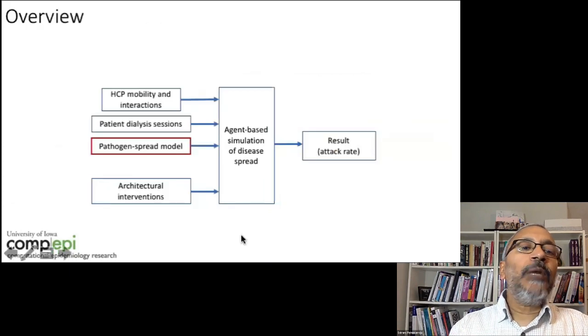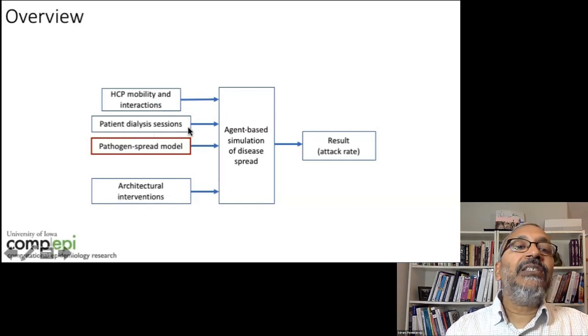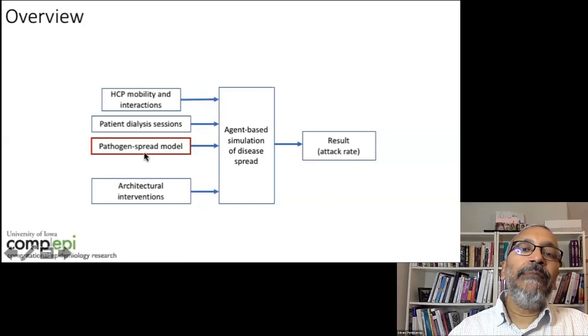The overview of our approach is fairly straightforward. So we are interested in basically building an agent-based simulation of disease spread. And the inputs to this simulation come from HCP mobility and interactions with patients, when patient dialysis sessions occur, and a model of the MRSA pathogen spread. So these are kind of 3 inputs that inform our baseline model.